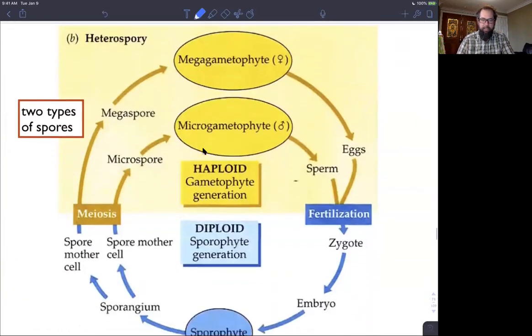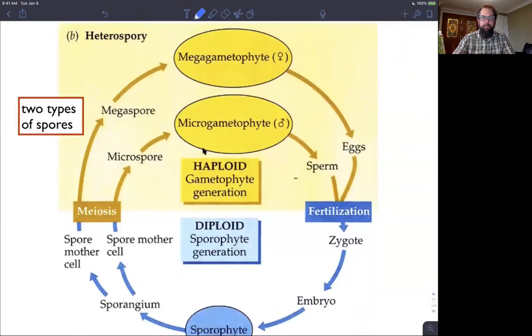All right, so let's look at that heterosporous life cycle real quickly. When we look at heterospory, the main point that I want to make here is that we have two types of spores now, not just one type of spore. And we have what we call megaspores, which are female, and microspores, which are the male. These are called mega and micro because of their size. Megaspores are much larger than the microspores.